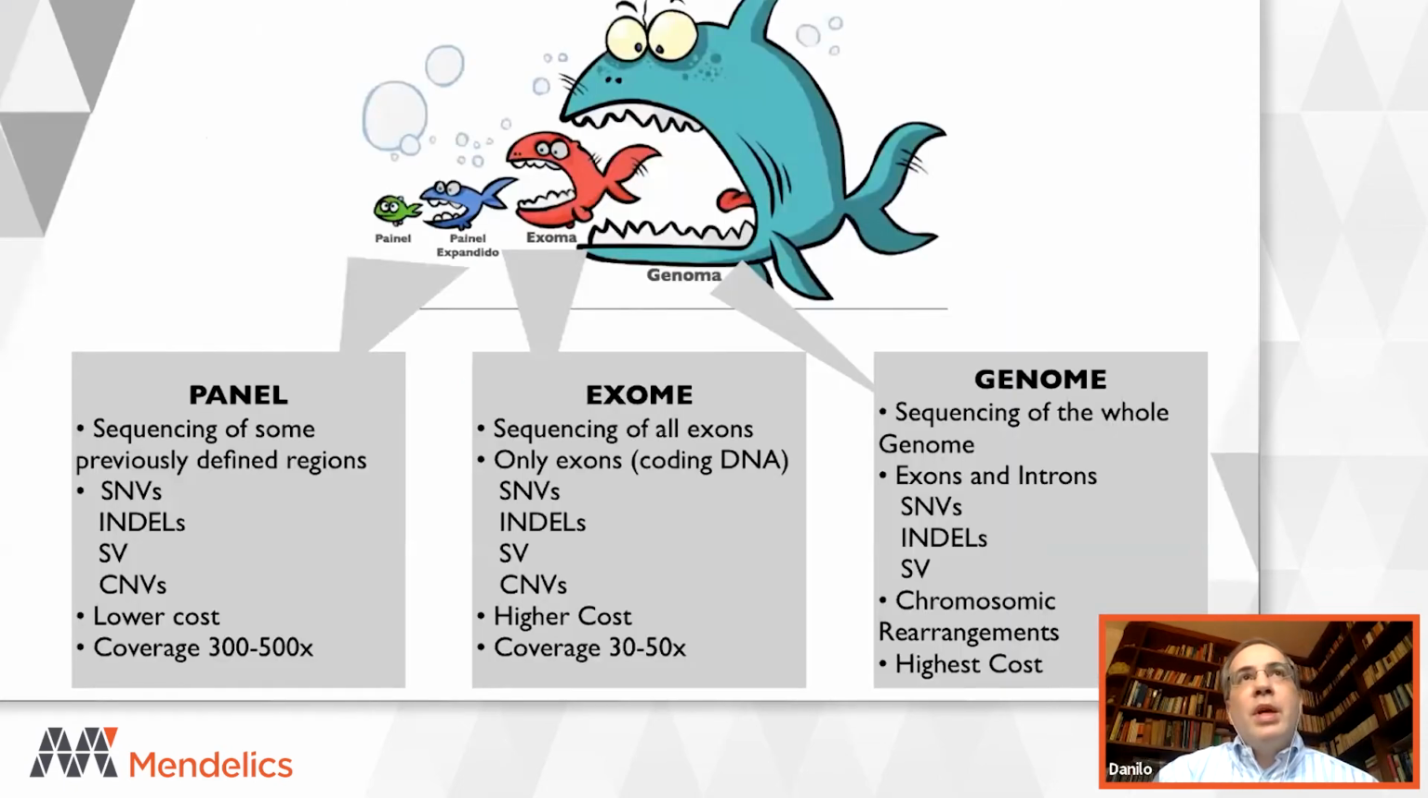And so when we have to choose between doing a panel or doing an exome or genome, what we consider is what we are looking for. If we're looking for cancer, then the choice is to go to a panel, be it a small panel or an expanded panel. Panels will give me a lower cost and higher coverage. And when can I use exome? Or if I can use exome in cancer, when would I use it?